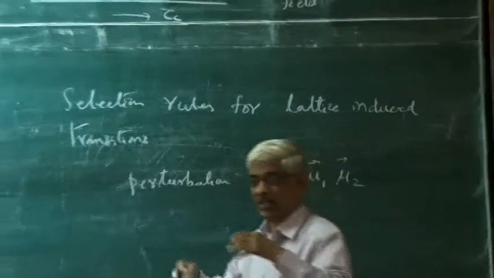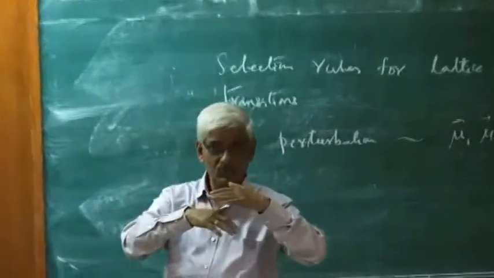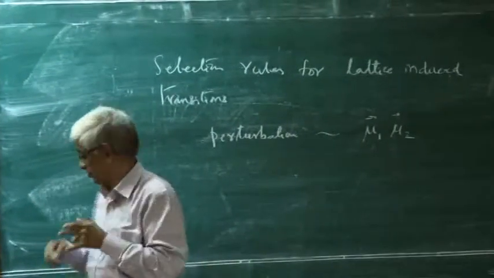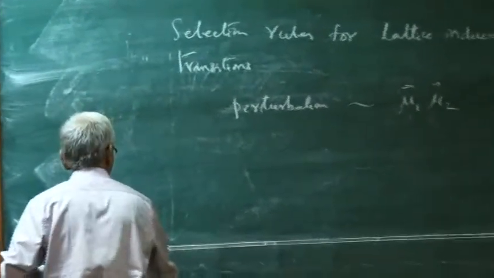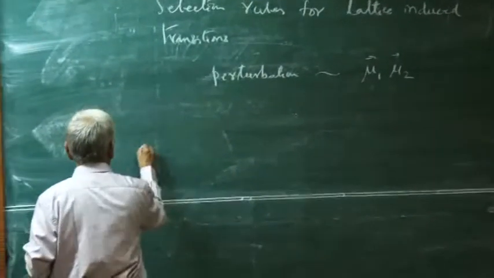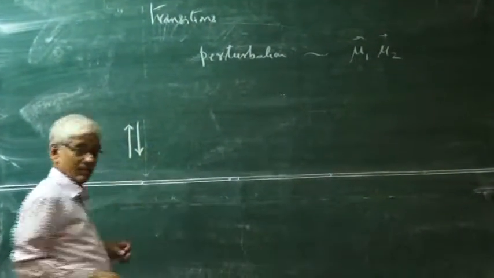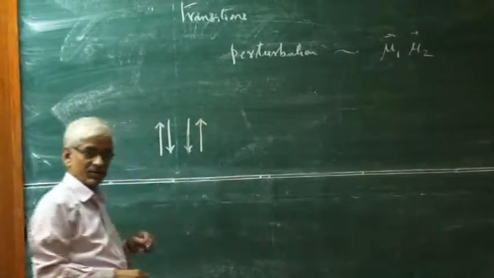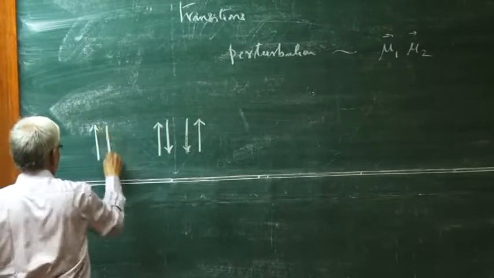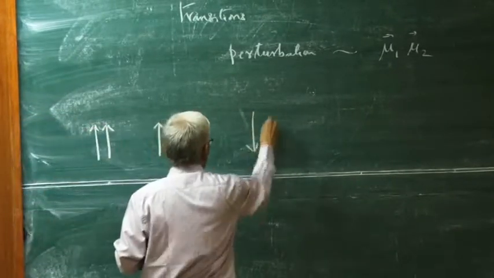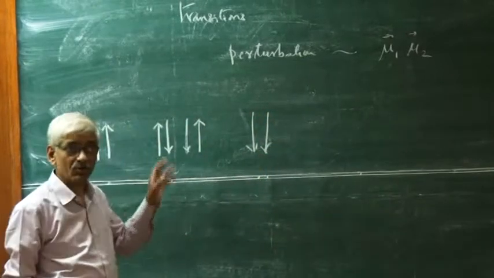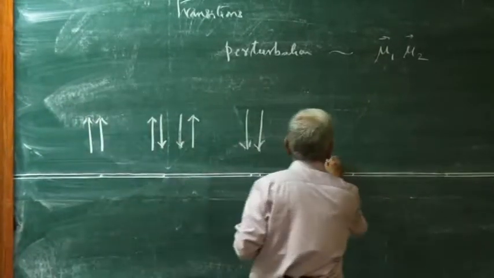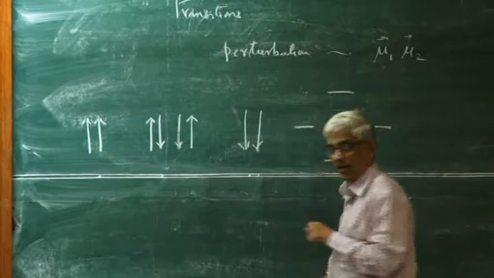Now if I want to consider two spin flips, what sort of situations will I have? I can have both spins parallel, or both the spins anti-parallel to the main field. So four possibilities are there. Let me write these four possibilities in this manner.